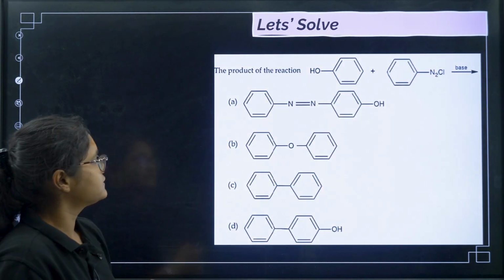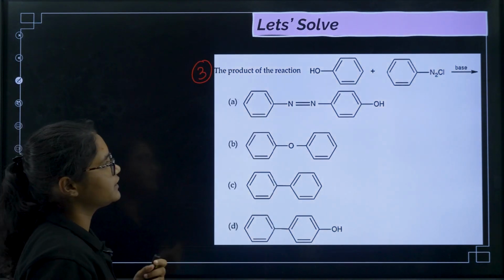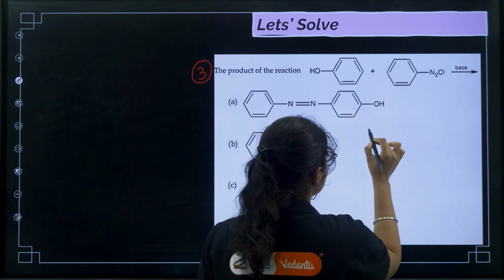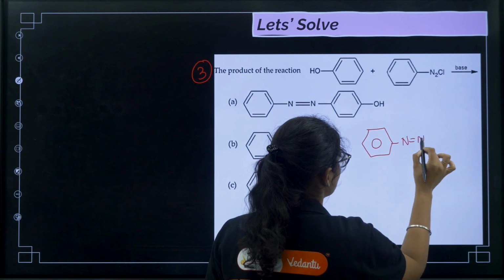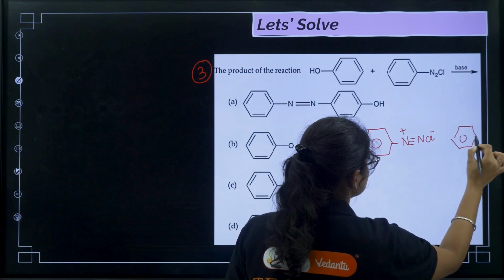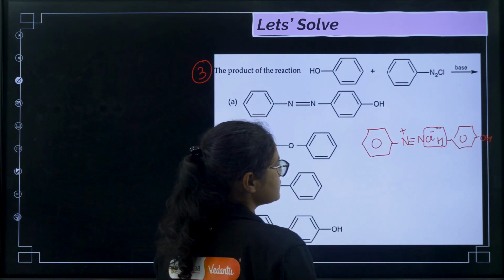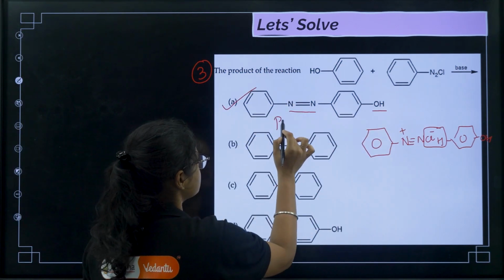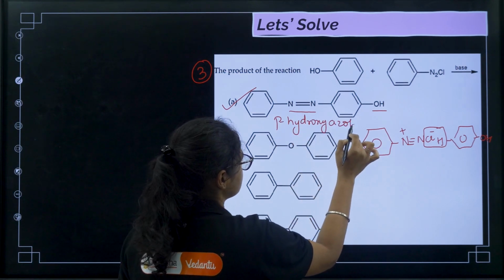Okay. Next, third question, the product of this reaction. So this is question number 3. Product of the reaction. So this is a coupling reaction, right? It is written in a different way. How have we practiced? See, you have like this: N triple bond N+ Cl-, and on this side you have an OH group, right? So HCl will be removed. So what we will get here is a double bond N=N and here OH. So that is your para-hydroxyazobenzene.